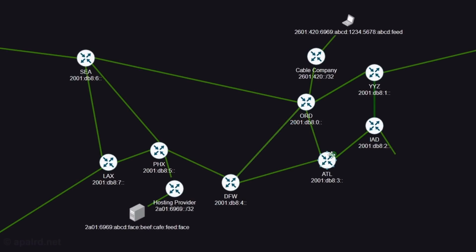So coming back to my map here, last time we wanted to send a packet from my computer to the cable company to the hosting provider. We went from Chicago to Dallas-Fort Worth to Phoenix to the hosting provider. But why didn't we go up to Seattle instead? It's the same number of hops. Did I just miss something?